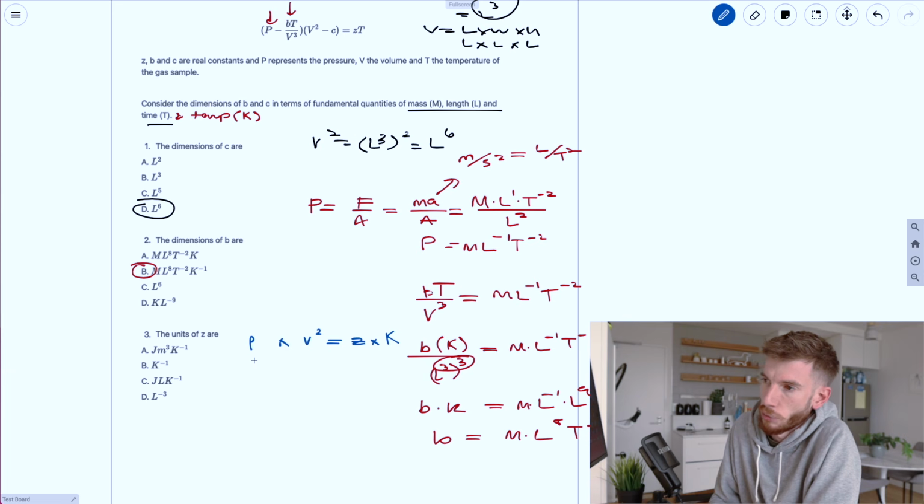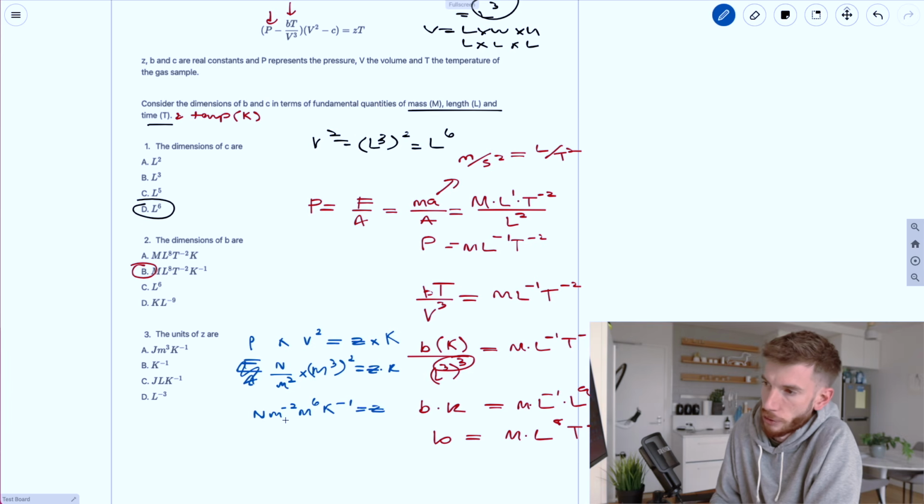So pressure we did before, so that was force divided by area. So that is newtons per square meter, multiplied by meters cubed for volume squared, is equal to Z times K. And so then here this is going to be newtons, meters to the -2 for this here. Meters here, we're going to raise the power, we're going to go 6, and then we're going to divide the K across, so K to the -1, and there's Z.